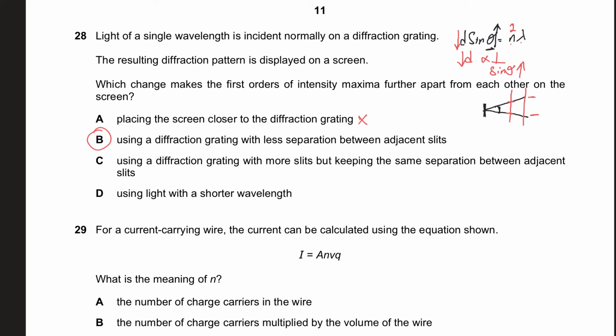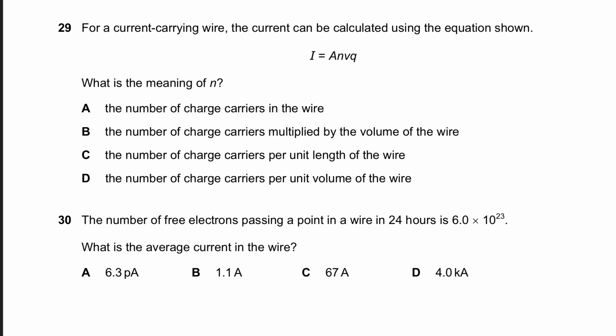Using light with a shorter wavelength: d sine theta is equal to n lambda. Apologies. Sine theta is proportional to lambda. d is constant now, n is constant, so sine theta is proportional to lambda. When you decrease the wavelength, sine theta and hence theta also decreases, which has the exact opposite effect. D is incorrect.